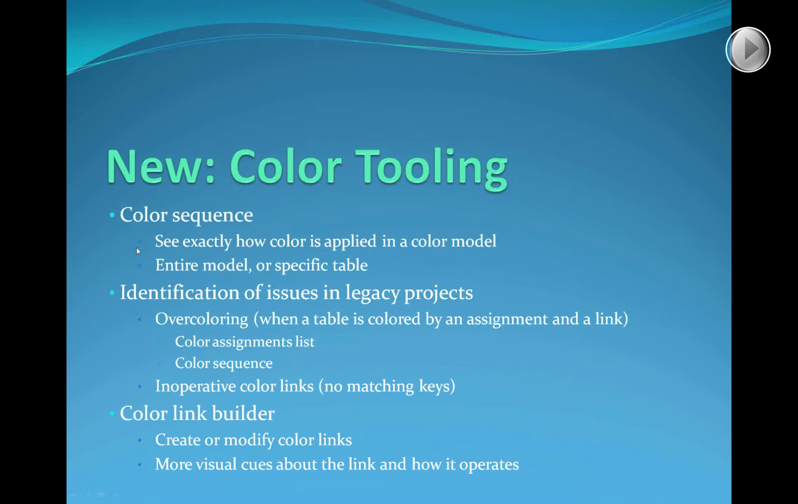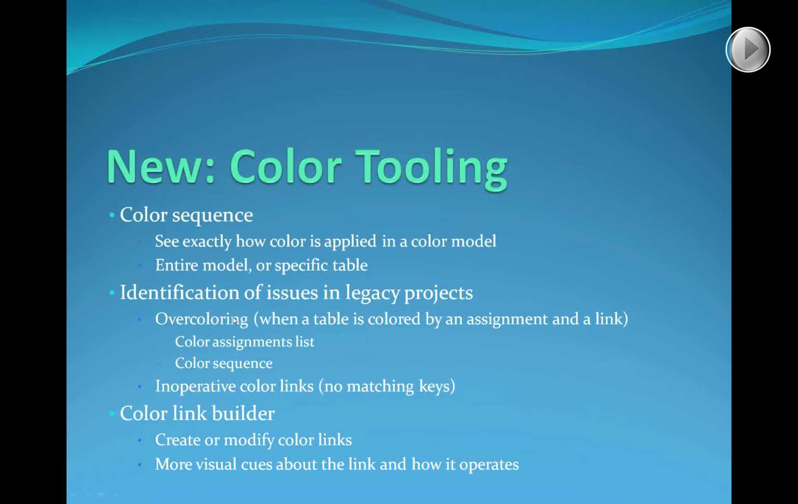Now, the next thing that is new is some color tooling that we have available for you to help understand what's going on with color in your project. There's a color sequence tool that will allow you to see exactly how color is applied in your model. You can look at the entire model as a whole, or you can look at an individual table. Then we have some tooling to help identify problems in coloring in legacy projects.